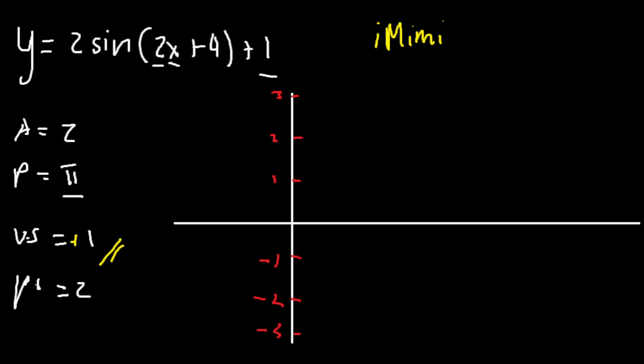Now, using this, since ang ating vertical shift is positive 1, alam na natin na ang ating midline will shift 1 unit above, pataas. So, ang ating midline, starting from 0, going up 1 unit. Ito na ang ating magiging bagong midline. Now, since ito na ang ating bagong midline, dito na tayo magsisimula sa pag-graph, hindi na rito sa 0.